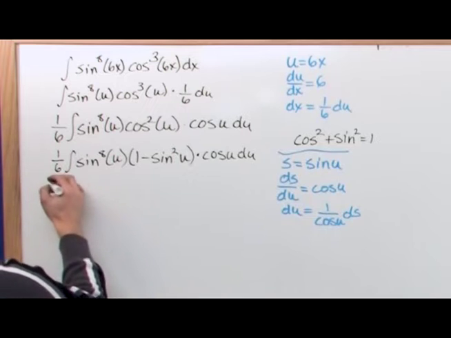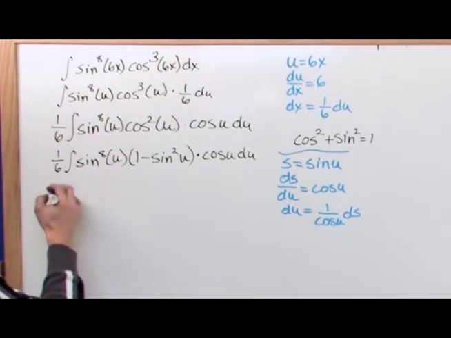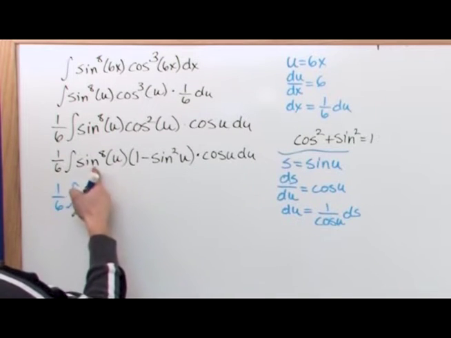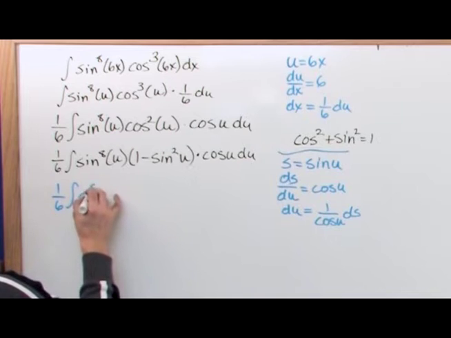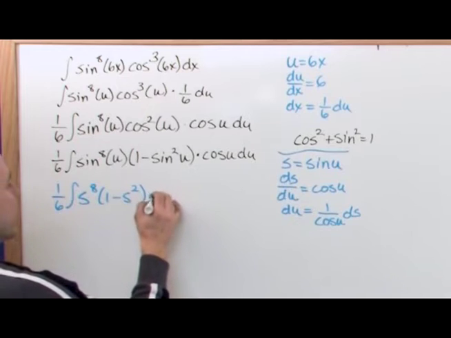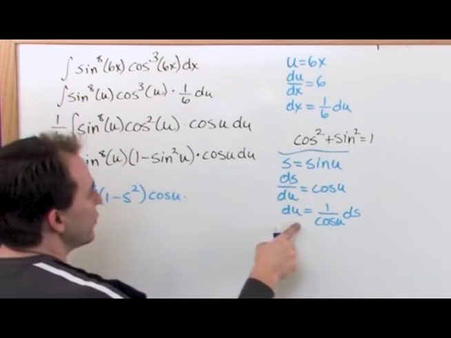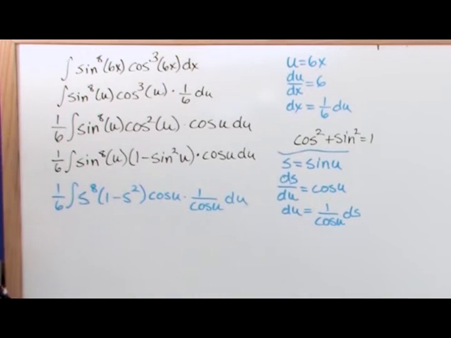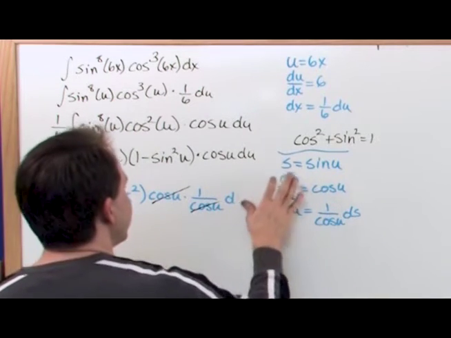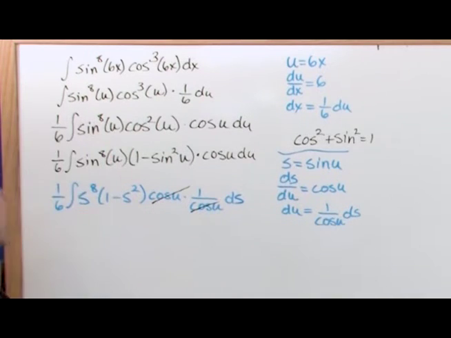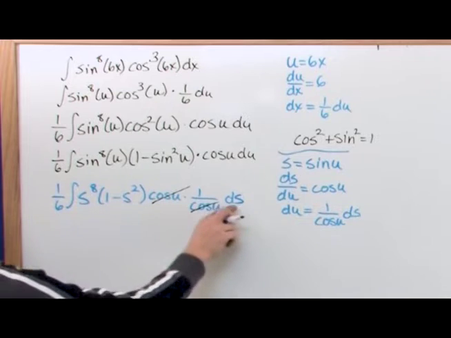Okay, and I'm going to go ahead and switch colors here just to denote that we're turning the corner here. 1/6 times the integral of sine to the 8th power, which is s to the 8th power, times 1 minus s squared, times cosine of u times du, which is defined as 1 over cosine u du. Now you can see right away that the cosine cancels with the cosine, and that's why we did it. Now we have, whoops, I made one mistake. This is not going to be du, it's going to be ds, because that's what this is equal to here. So now you see I have an integral in s only, ds.